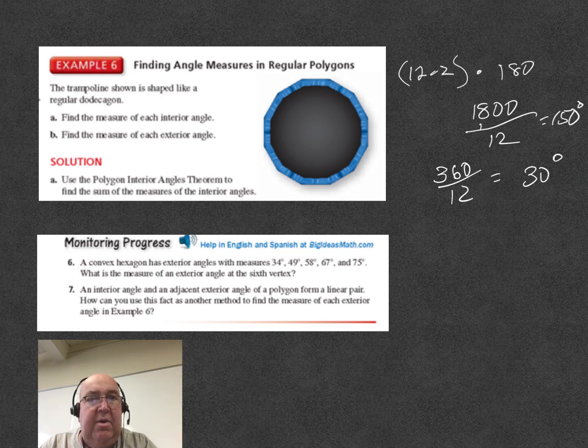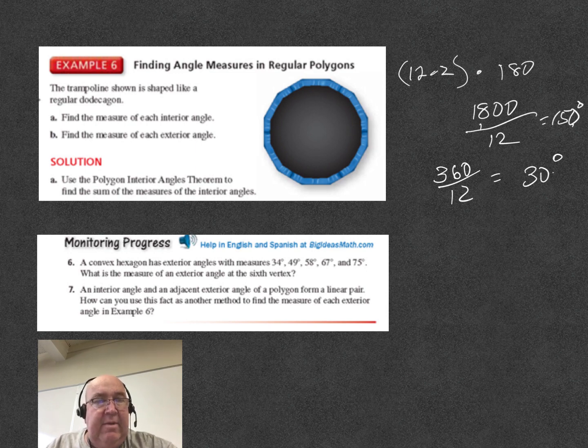So just to bring this up now, because it answers number 7 on the monitoring progress, you'll find that these angles are supplementary, that they add up to 180 degrees. So if you know the measure of an interior angle, you can find the measure of the exterior angle that's opposite.